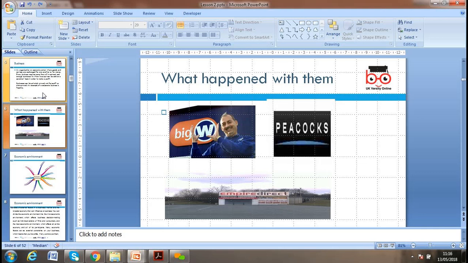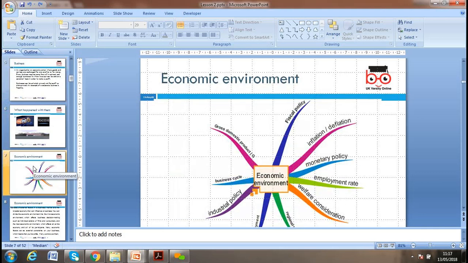Anybody, any question? So what happened with these companies? Big W's, Peacocks, and various others were liquidated due to the economic situation within the business environment that led them to go out of business. So we need to understand that the economic environment is quite crucial if you want to be sustained in a business.